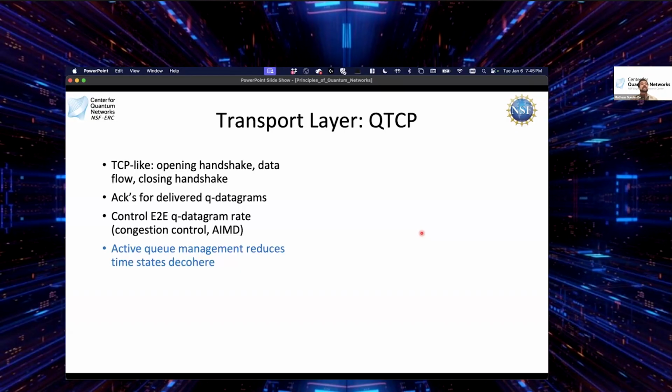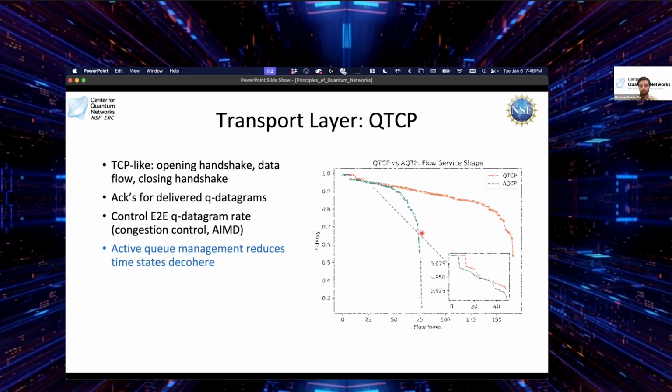What is nice about this is that, as I said before, we can really utilize multiple ideas that were investigated for classical here, such as active queue management, to reduce the issues that we have of decoherence impacting the end-to-end communication. And QTCP is essentially this. It is inspired by, driven by the classical TCP approach.